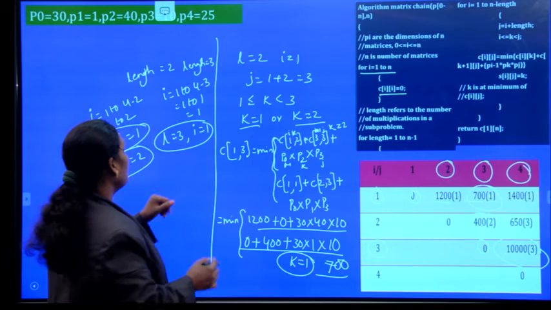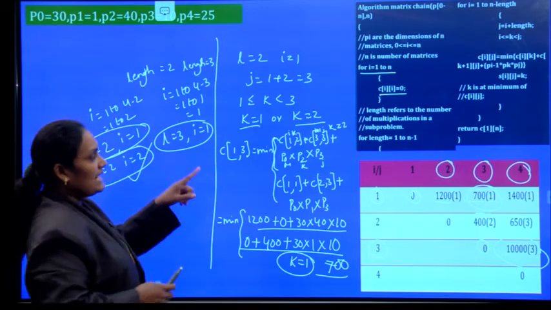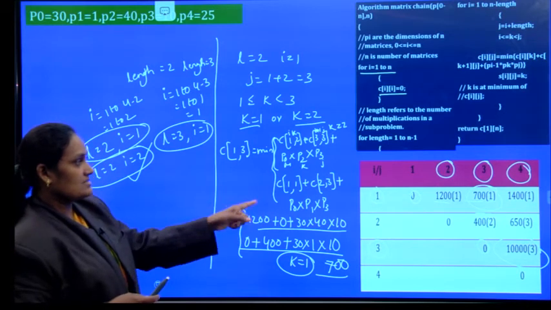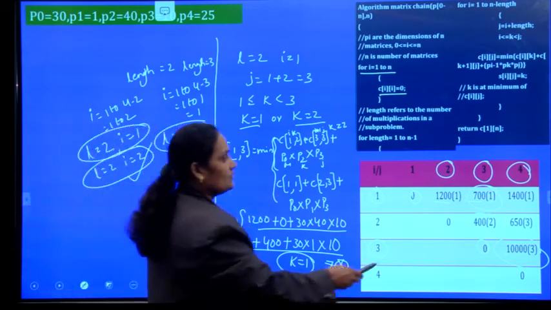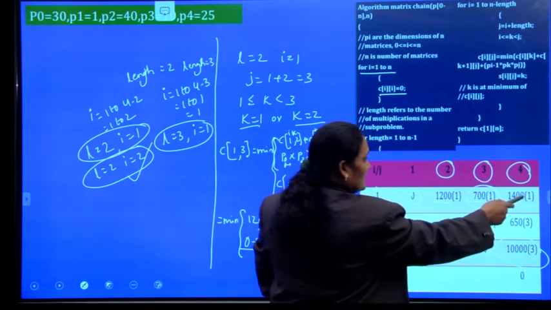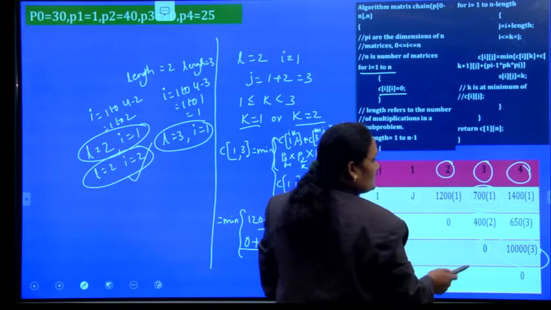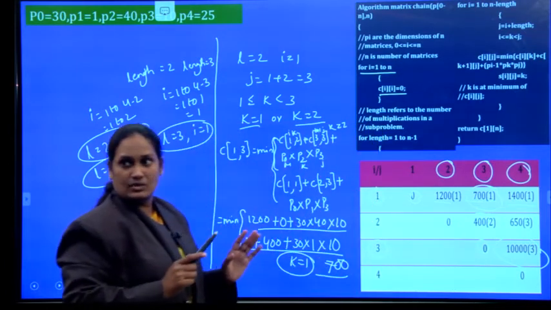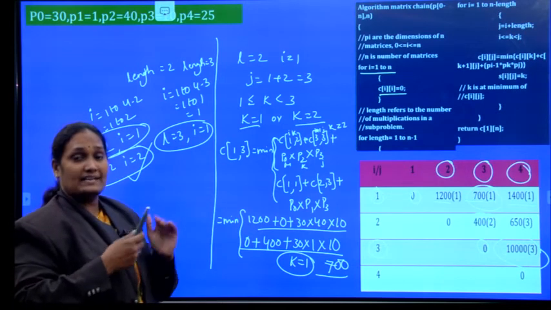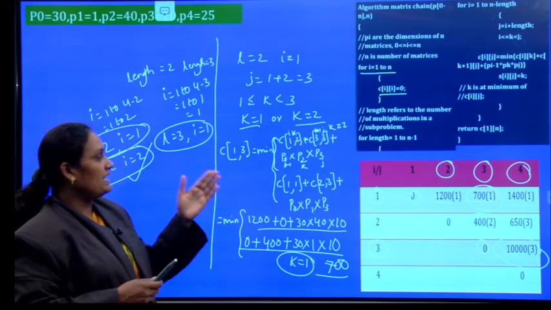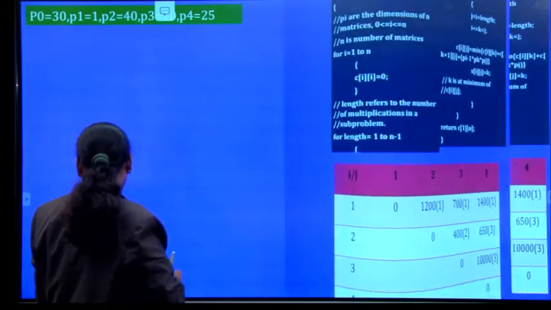In the same way, you can solve the remaining cases to find the remaining costs which are nothing but cost of 14 and cost of 24. You will get cost of 14 as 1400 for k value 1 and you will get cost of 24 as 650 for k value 3. You can find the remaining values. Now, how to find the optimal parenthesization? By finding all these values. Now, I am going to explain that.